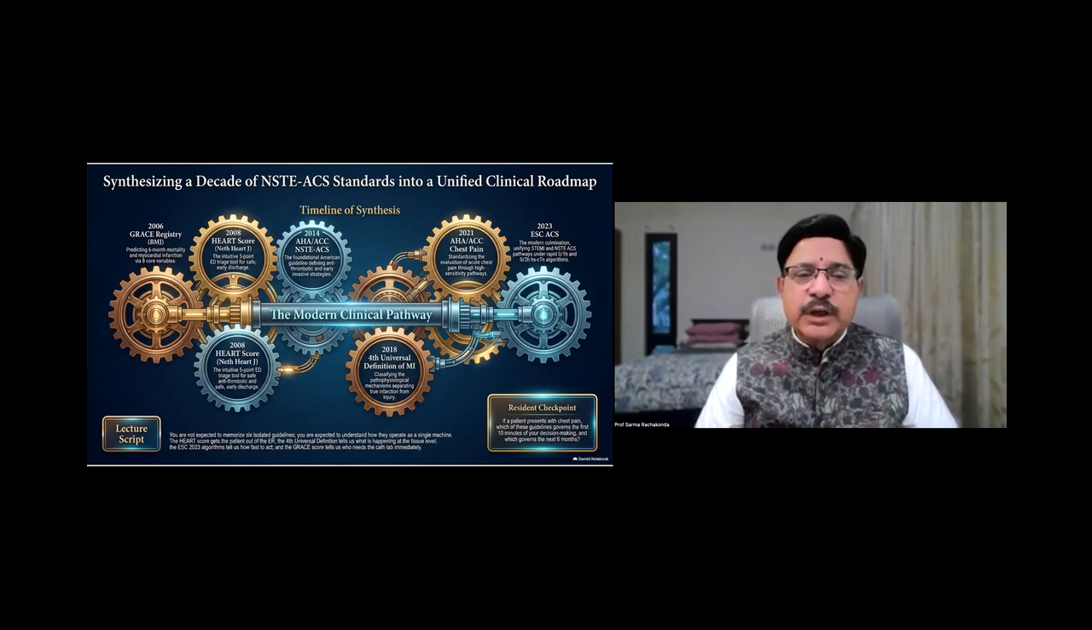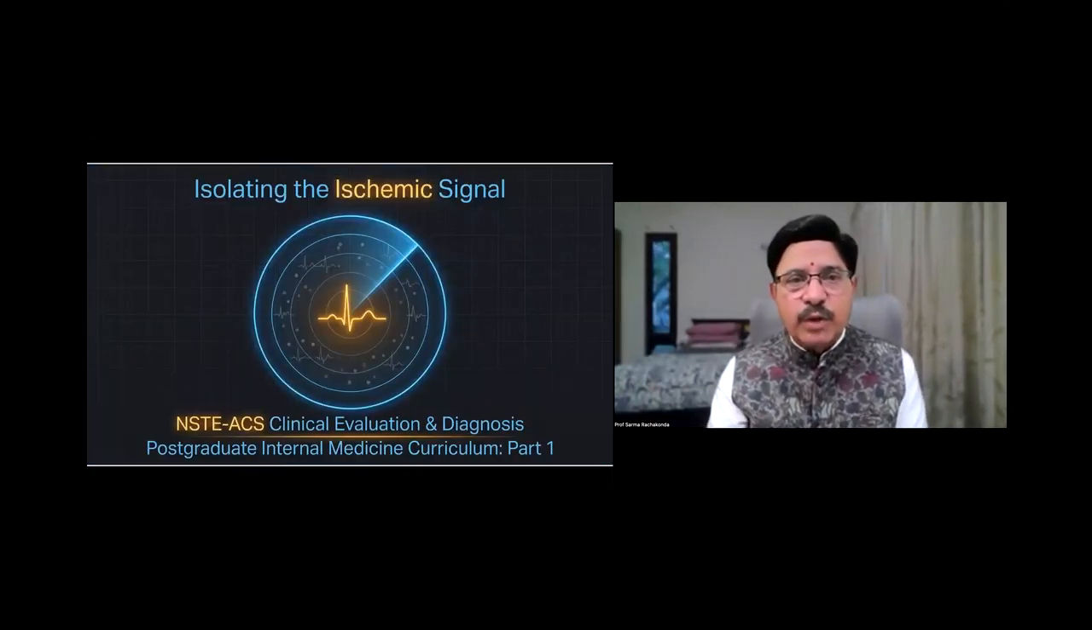You are not expected to memorize the 6 isolated guidelines. You are expected to understand how they operate as a single machine. The machine will have 10 gears. All of them will work in one direction to move the machine the way you want. HEART score gets the patient out of the ER. Fourth universal definition tells you what is happening at the tissue level. ESC 2023 algorithms tell you how fast to act, and GRACE score tells you who needs to go to the cath lab immediately. These are the triages you have to use.